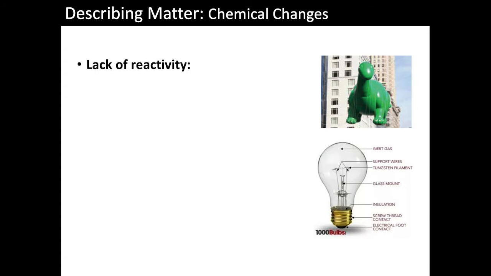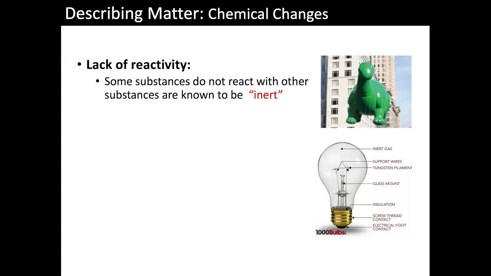Another type of chemical property that we can look at is lack of reactivity. Just because a substance doesn't necessarily have a big reaction, if it's not reacting with something, this is actually a chemical property as well, which is known as lack of reactivity. Some substances don't react with one another. Substances that don't react are known to be inert. For example, helium is an inert gas, so it doesn't react with other gases.